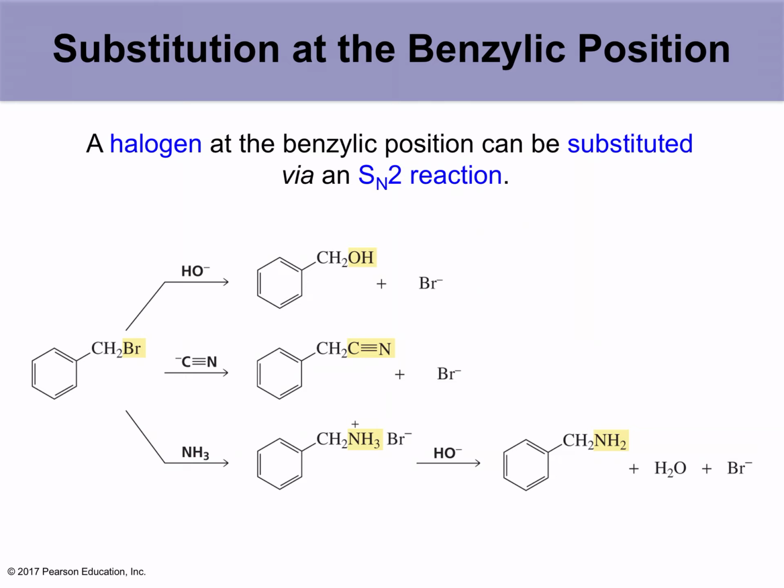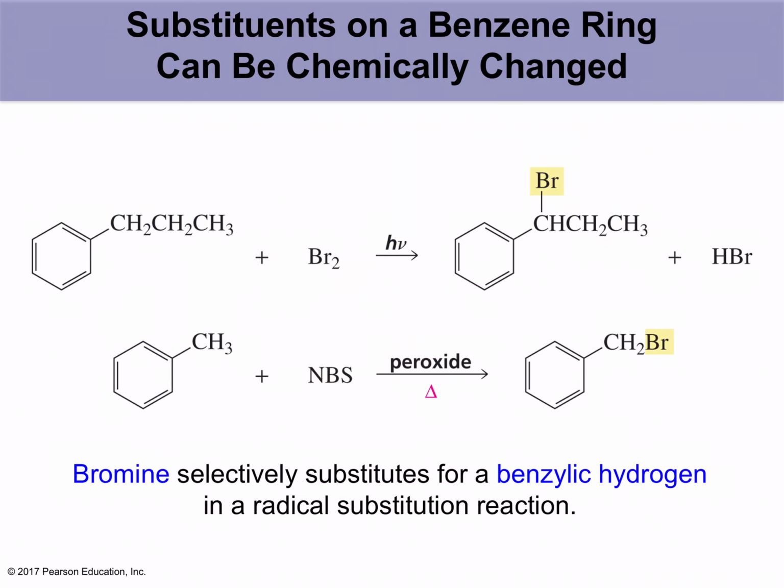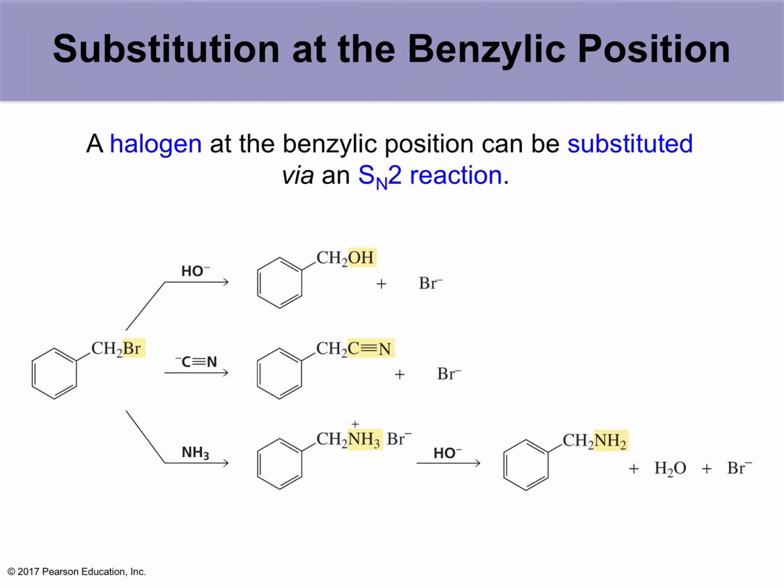Substitutions at the benzylic position. Now let's say you take your toluene, react with N-bromosuccinimide, NBS, and peroxide, you form this benzylic bromide, benzyl bromide. Okay, you want to do further reactions on that position. What you can do is use hydroxide. Hydroxide will give you an alcohol, benzylic alcohol. A halogen at the benzylic position can be substituted via an SN2 reaction. Okay, because it's a primary carbon over here, in SN2 hydroxide attacks the carbon, leaves bromide, benzylic alcohol.